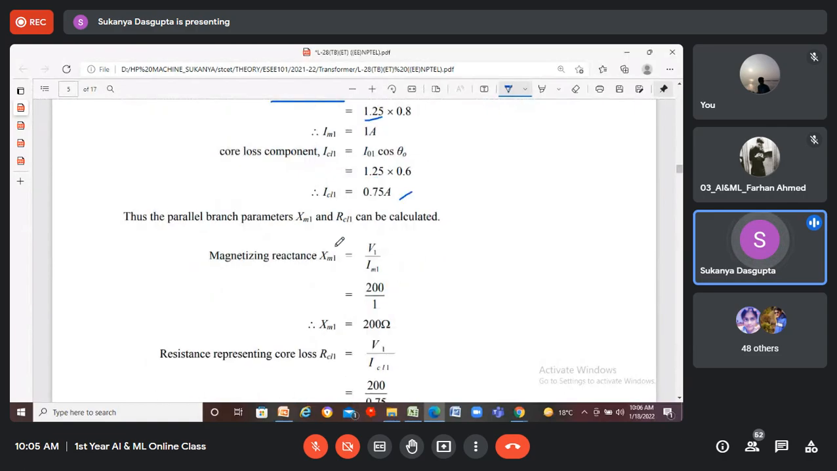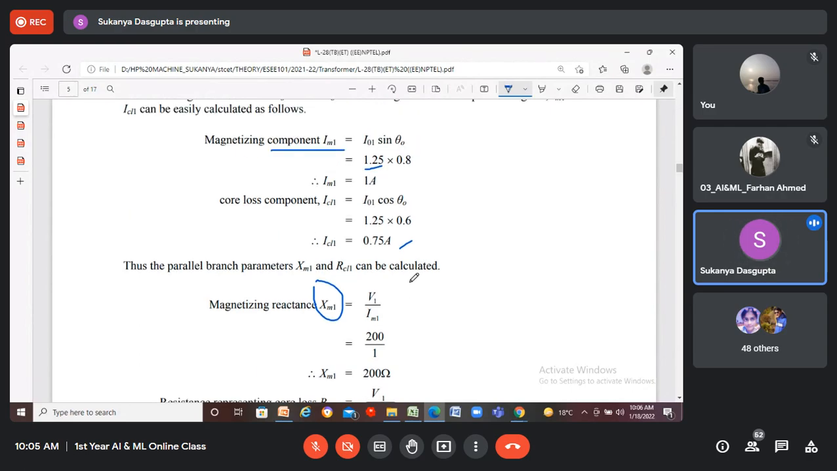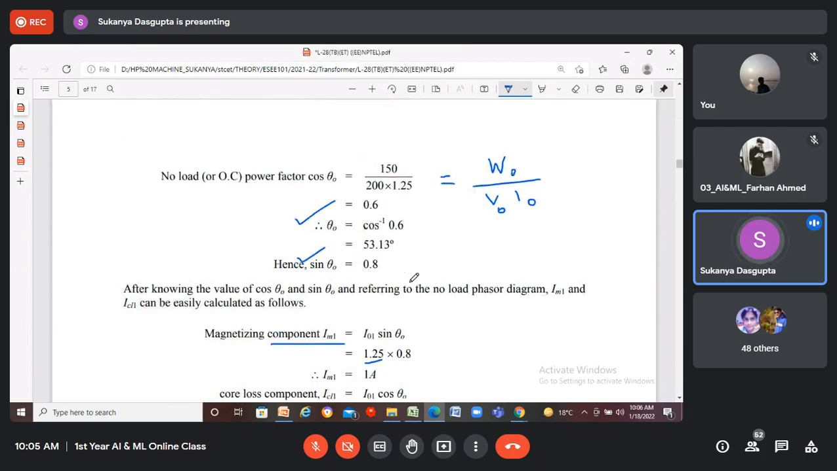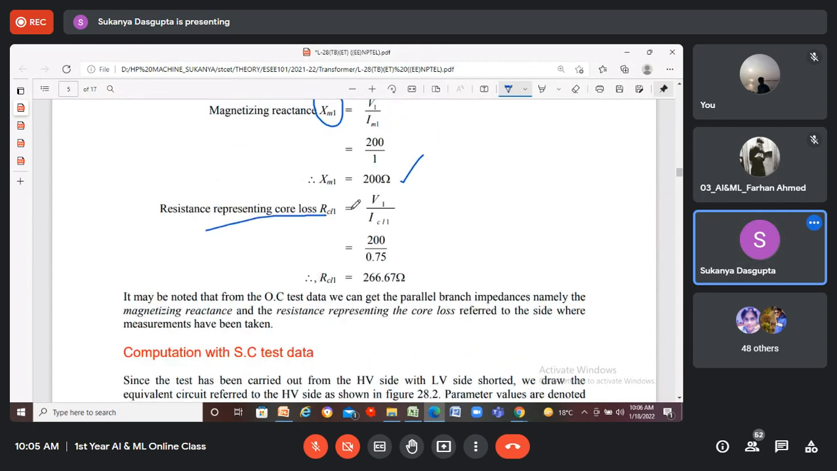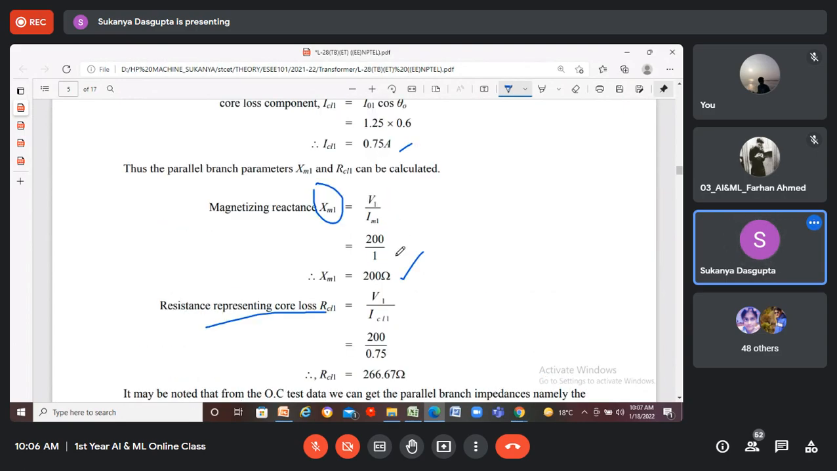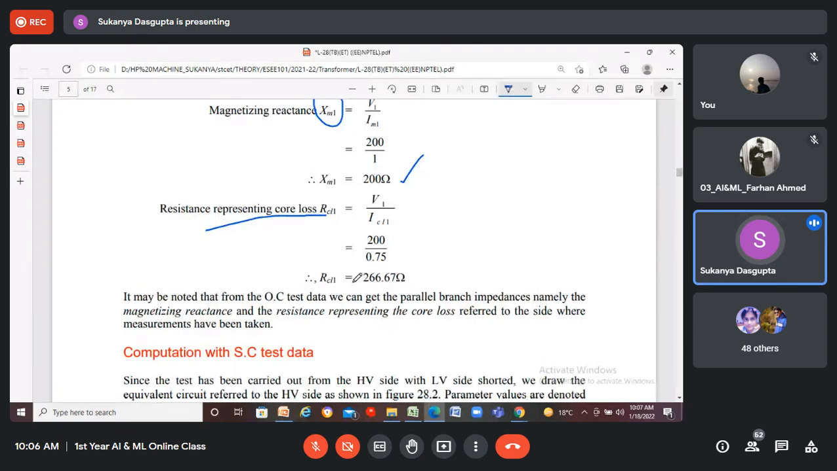And finally, the magnetizing reactance XM1 is V1 by IM1, V1 or V0, whatever you say. So it's 200 by 1, that is 200 ohm. And the resistance component supplying the core loss, RCL1, is V1 by ICL1, that is 200 by 0.75. Here RCL equals 266.67 ohm. Is it clear to everyone?